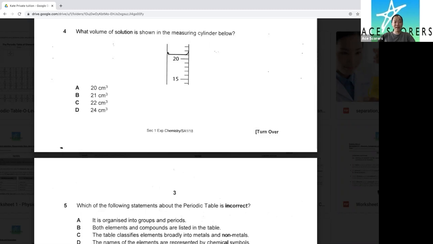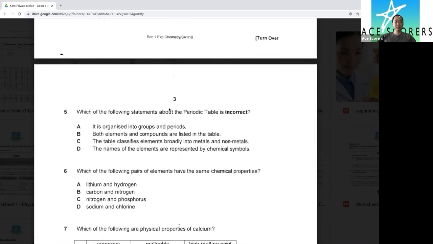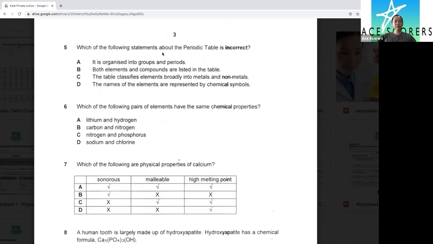Why? Now, this line is called the meniscus. Okay, I'm not sure if you remember. This line is called the meniscus. A meniscus is the curved line of every liquid. Every liquid has this curved surface. You don't read the top, you read the bottom of the meniscus, which in this case is 21. Next one. Which of the following about the periodic table is incorrect?